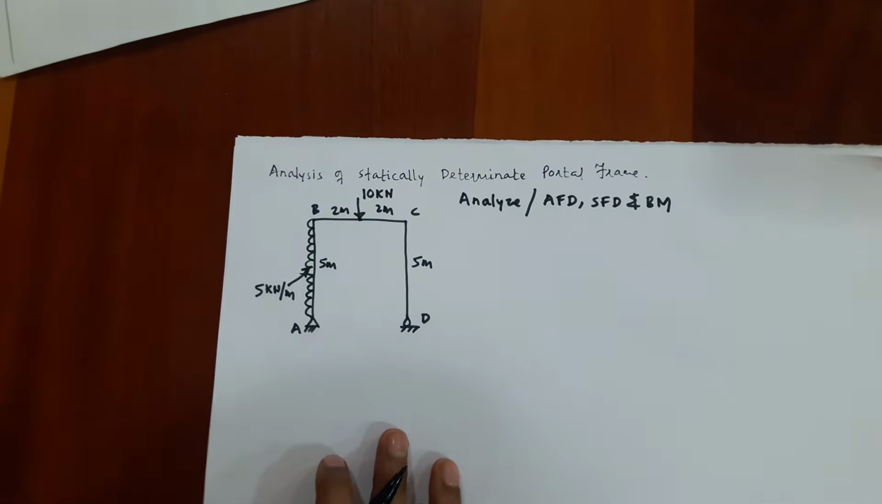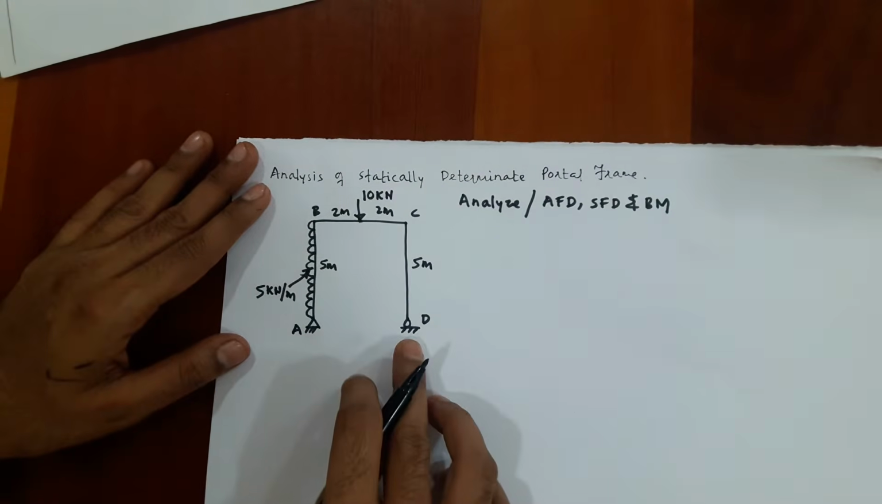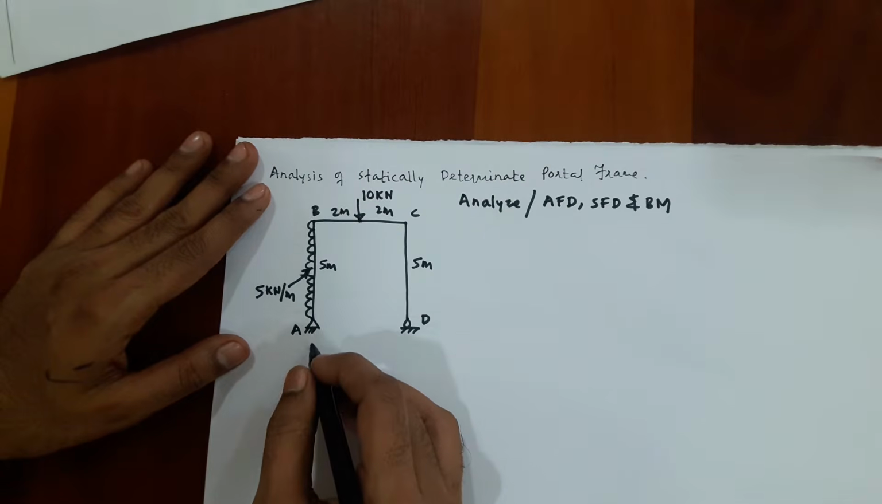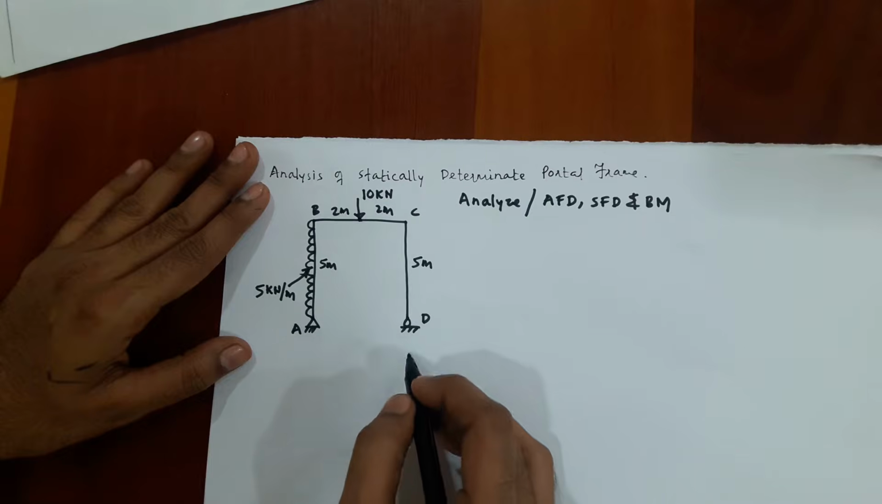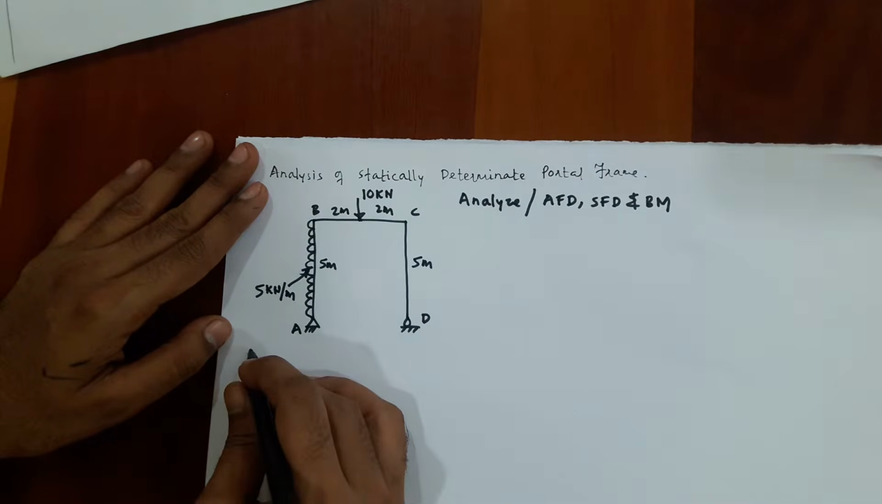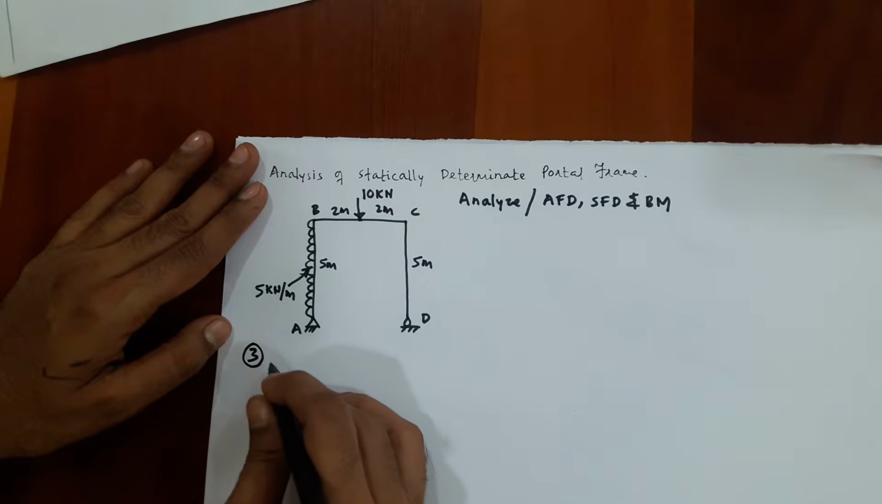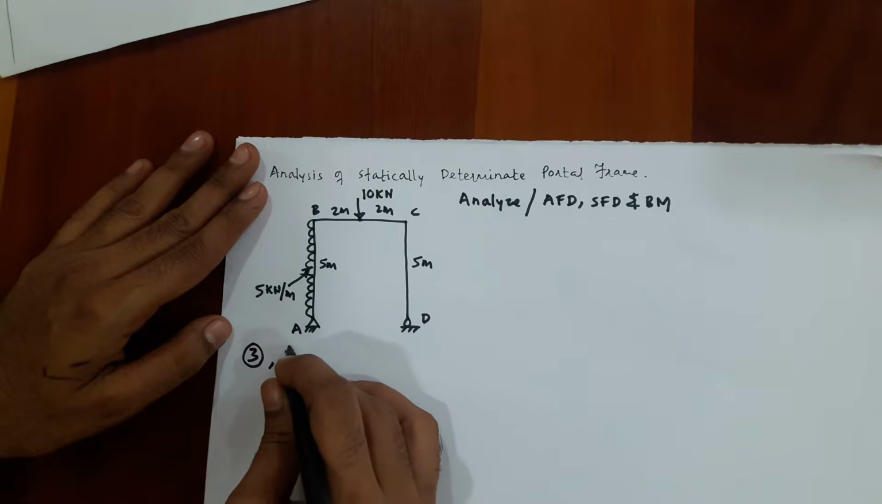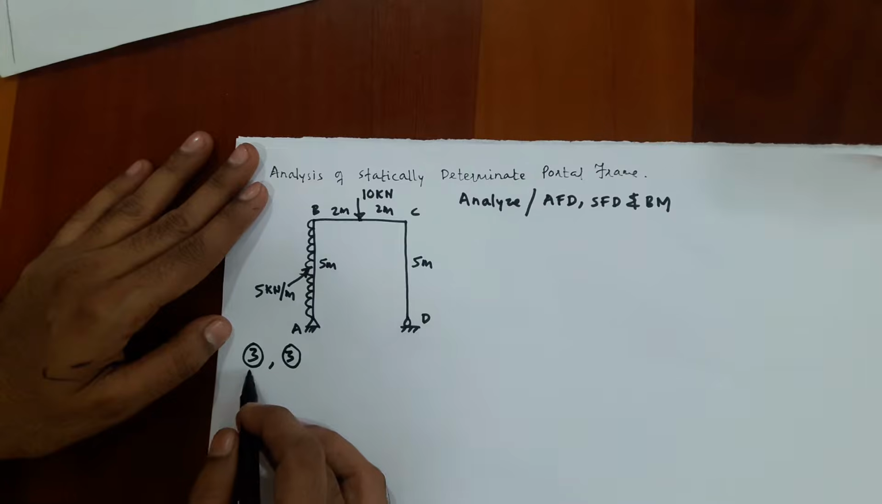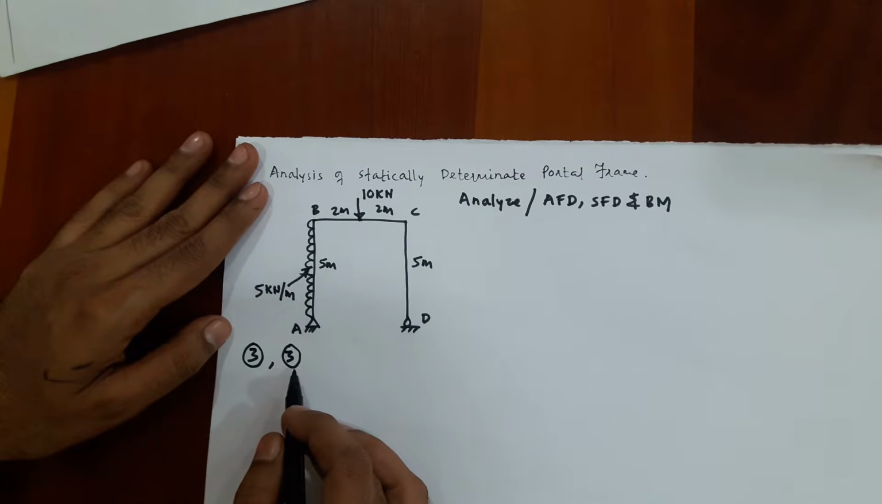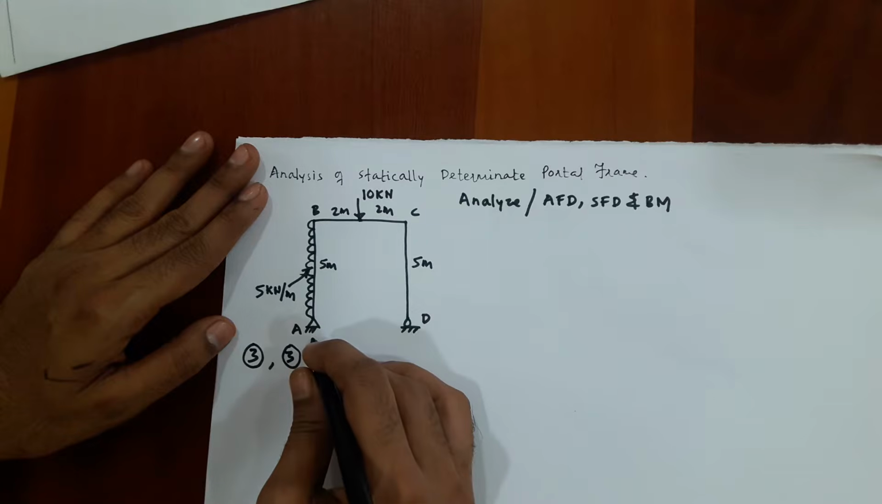So here we have a hinge support, we have a roller support. At hinge support we have two reactions, at roller support we have only one reaction. The total number of reactions are 3. We have 3 equations of equilibrium and we can easily solve 3 unknown by using 3 equations of equilibrium. Okay, so we know the reaction here.